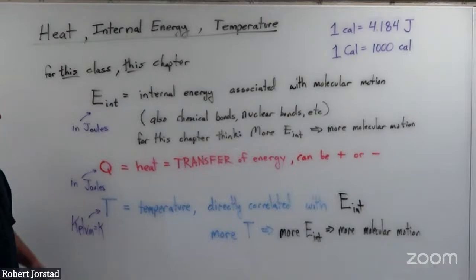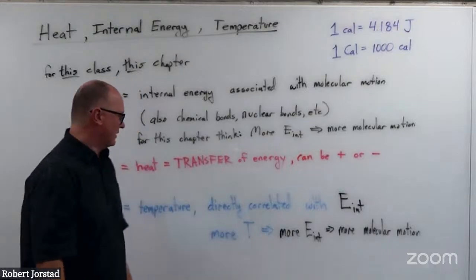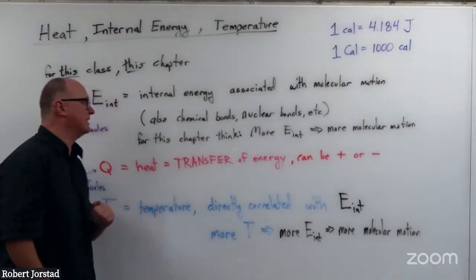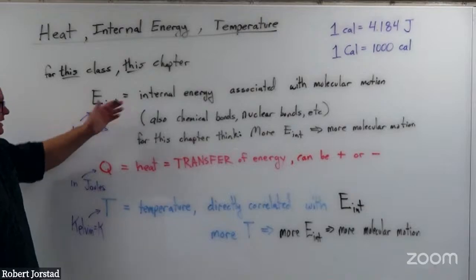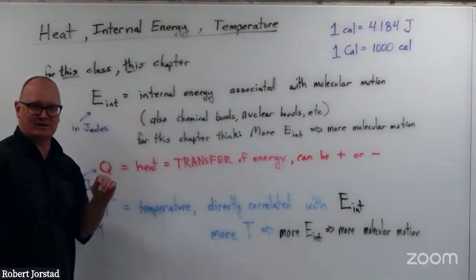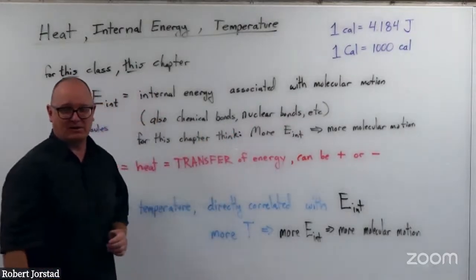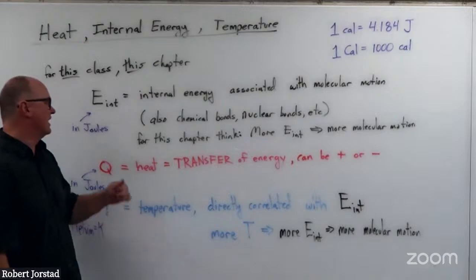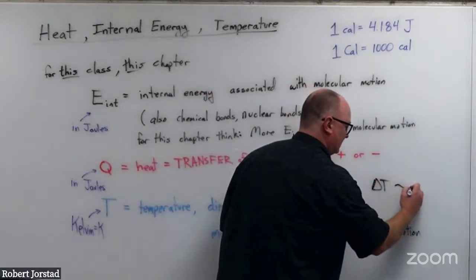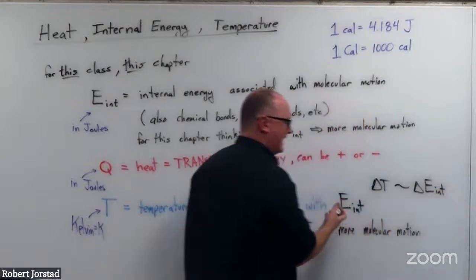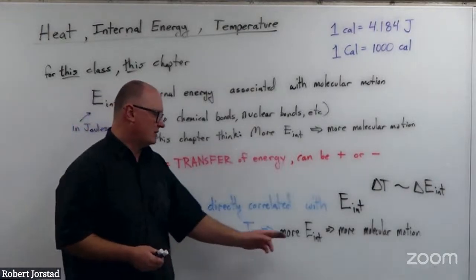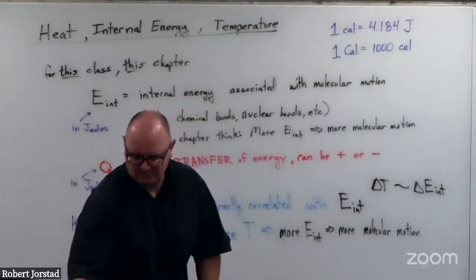Lastly, temperature. Temperature is directly correlated with E internal. So it's a measurement. If you measure something's temperature, in theory, you could use that temperature measurement to estimate some sort of internal energy. Usually we use changes in temperature to estimate changes in internal energy. Calculating the internal energy is actually very difficult, but we can use a temperature change to measure a change in internal energy. So really I should be saying delta T corresponds to delta E internal. That's really the thing that we want to associate, all right? But in general, if you have more temperature, you should have more internal energy, and you should have more molecular motion for a given substance.